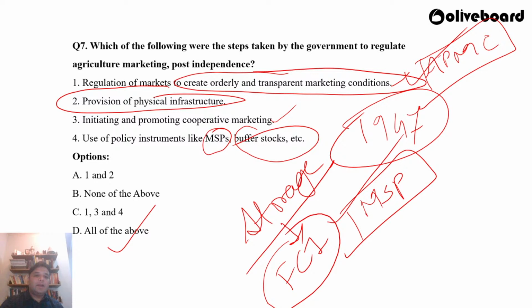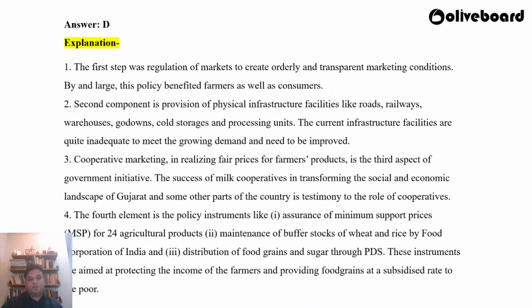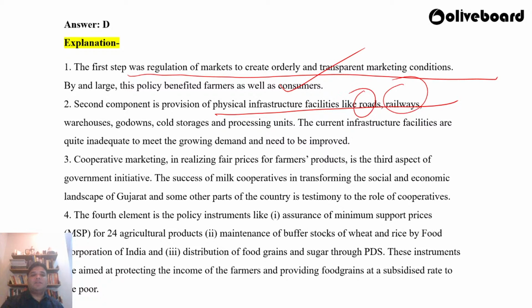Third, initiating and promoting cooperative marketing, right? And fourth, use of policy instruments like MSP and buffer stocks. MSP stands for minimum support price. So all of the above, right? So the first step was the regulation of markets to create orderly and transparent marketing conditions. And by and large, this policy benefited the farmers as well as consumers. The second component is the provision of physical infrastructure like storage godowns, roads, railways, cold storage and processing units.